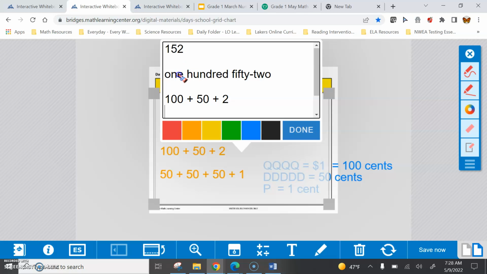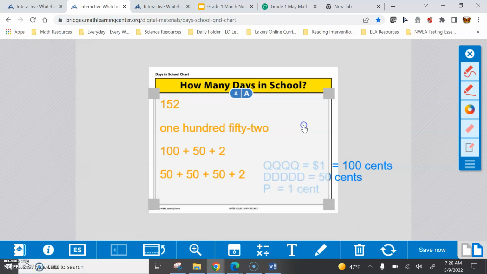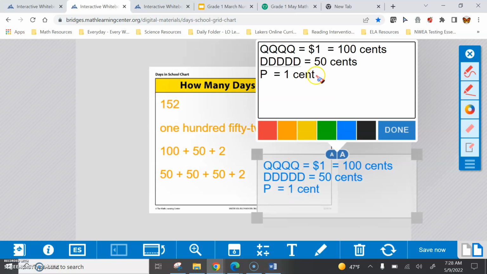I'm changing the number word and the math equation: 100 plus 50 plus 2. Then we have 50 plus 50, which is 100, plus another 50, which is 150, plus 2. Then for our coins, we're going to have 4 quarters, which is equal to $1 or 100 cents, plus 5 dimes, which is equal to 50 cents. So that's 150 plus 2 pennies, which equals 152 cents.